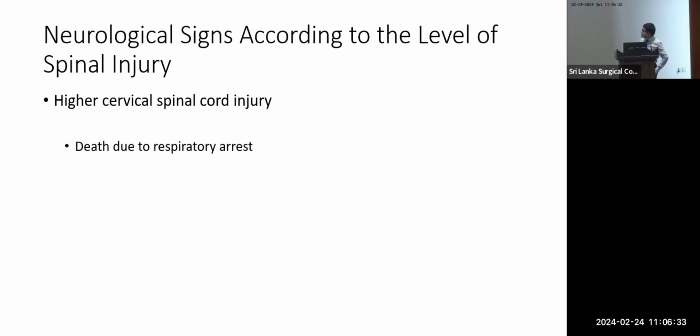So as we said, the neurological signs depend on the level of spinal injury. So, higher cervical spinal cord injury. If there's a severe injury above the level of the third cervical vertebra, the expected clinical sign is nothing but death. Why? Can anyone tell why it is the scenario, with your basic knowledge in anatomy?